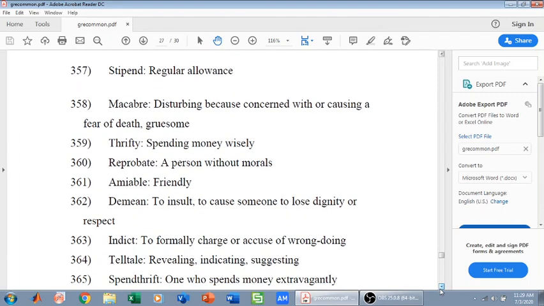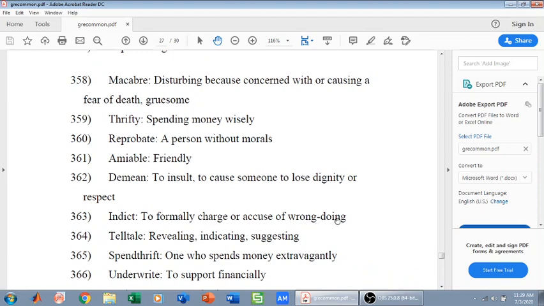Indict means to formally charge or accuse of wrongdoing. Tell-tale. Tell-tale means revealing, indicating or suggesting.